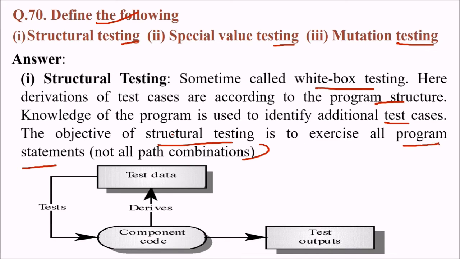To exercise all program statements, whether true or false, we show the path coverage. We want to make it 100%. Our aim is to make it 100%. So what happens here? These are the component code. This derives the test data, the test is performed, and the test output is given.